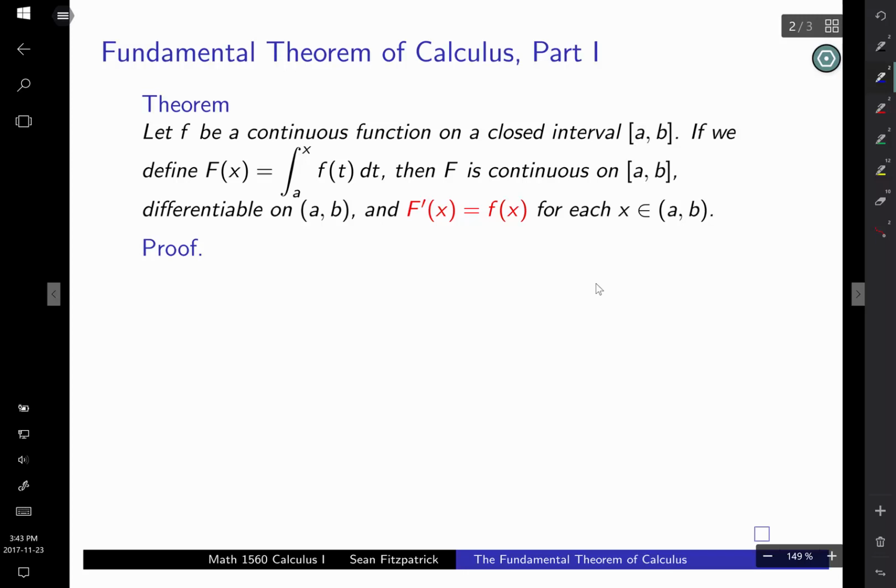So here's what the fundamental theorem of calculus part 1 says. It says that if you've got a continuous function on a closed interval and you define a new function via integration, as we see here, then you get a continuous function, you get a differentiable function, and the derivative of this new function is the one that you started with. So this says that integration can be used to construct antiderivatives. I'm going to focus on this part of the theorem.